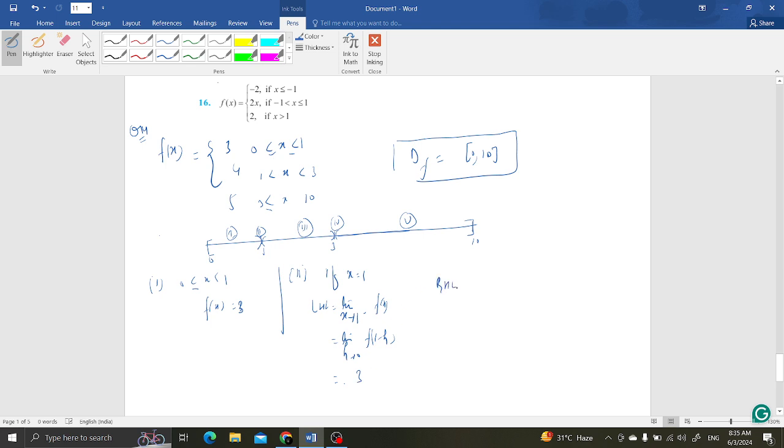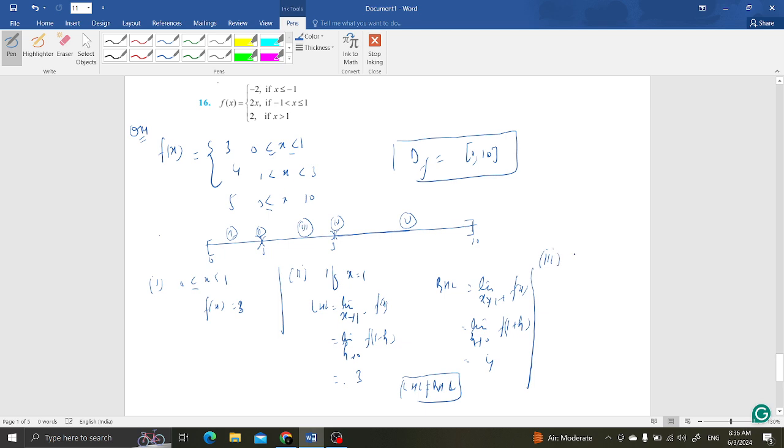Now we need to find RHL. RHL is the limit as x tends to 1 positive of f of x, the limit as h tends to 0 of f of 1 plus h, and here we are getting 4 only. So LHL is not equal to RHL, hence the limit does not exist, and hence the function is not continuous at 1. So you understand, I think. If you have any doubt, you can ask me in the comments.